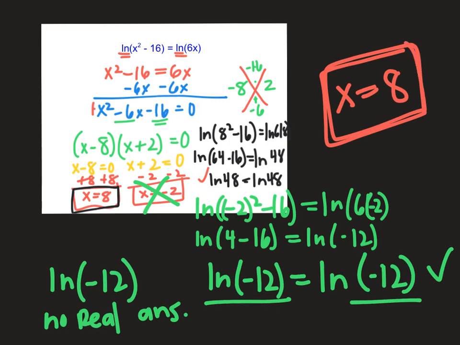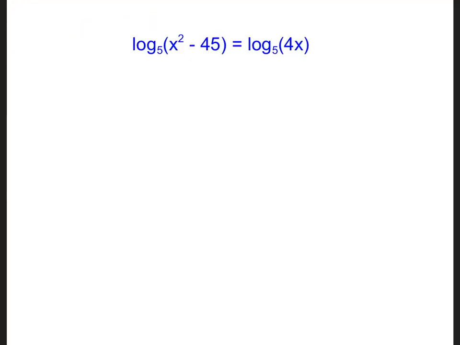All right, we're going to go ahead and move on to the next one. All right, we have log base 5 of x squared minus 45 equals log base 5 of 4x. Again, since these are both the same, we can just set the other stuff equal. So we're going to do x squared minus 45 equals 4x.